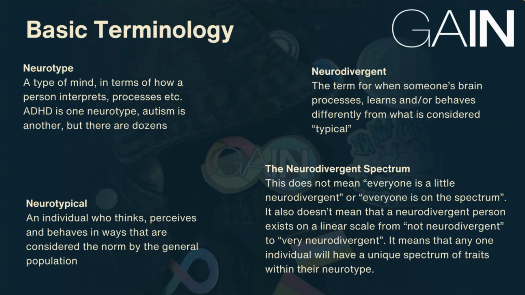And it also doesn't mean that a neurodivergent person sits on a linear scale and could be a little bit neurodivergent or very neurodivergent. What the spectrum does mean, though, is that any one neurodivergent person can have a unique spectrum of traits within their neurotype.